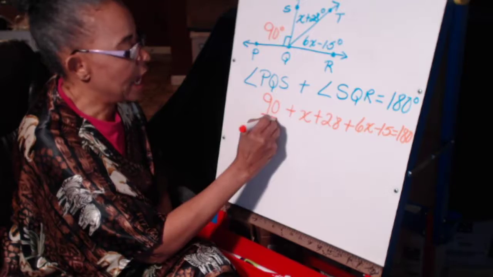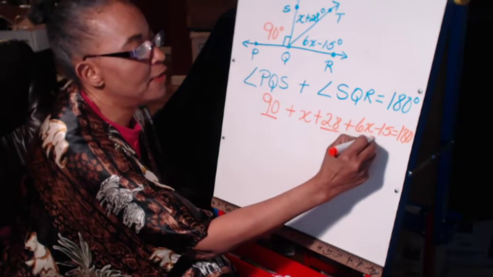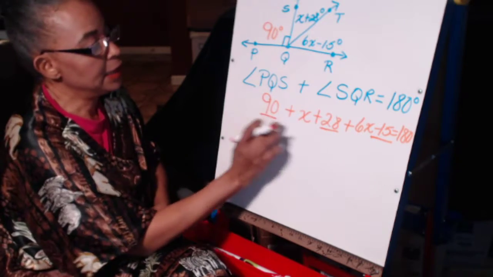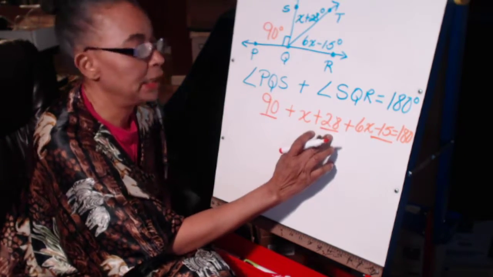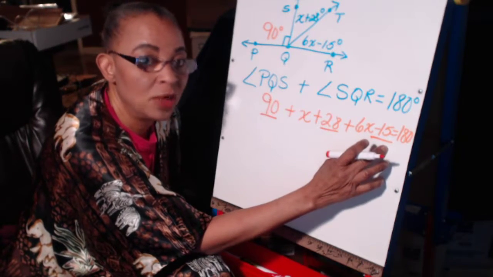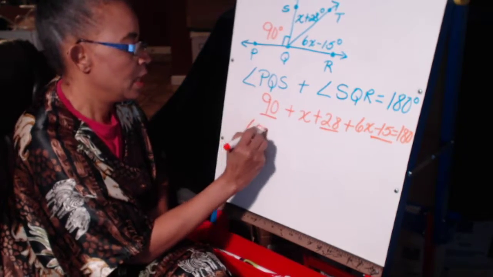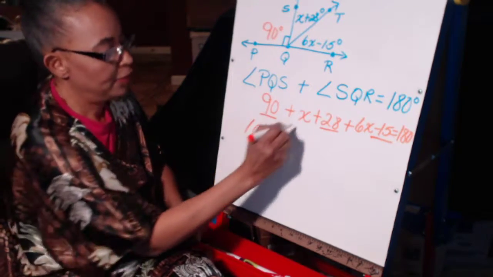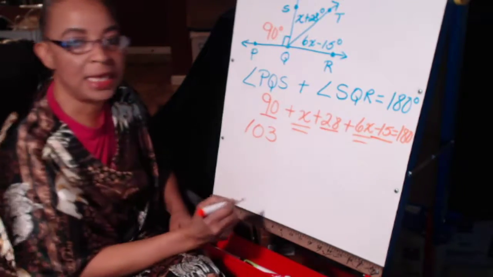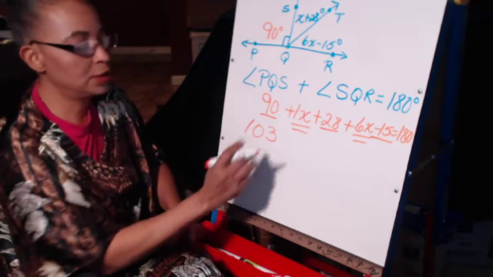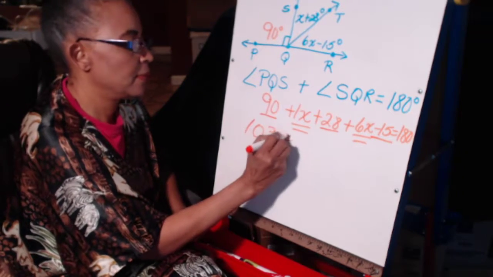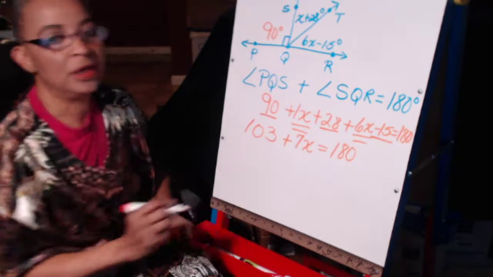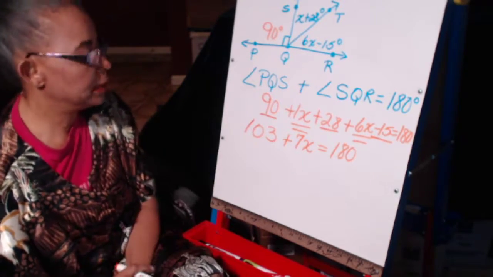So we have a 90, we have a 28, and we have a minus 15. 90 plus 28 is 118, and once we subtract 15, we get 103. So our number gives us 103 degrees. But now we have the x and the 6x. Remember, this is only 1x, so 1 plus 6 is 7x. And so that must equal that other side, that 180 degrees.